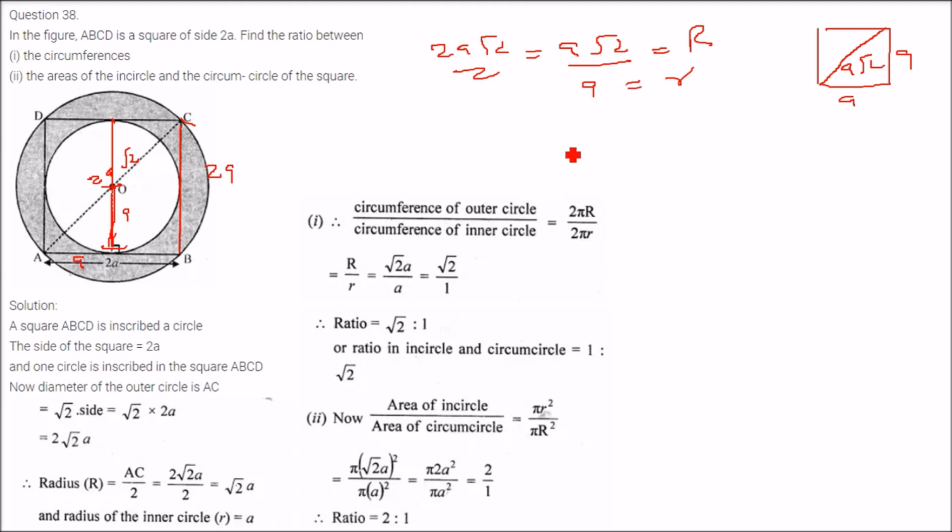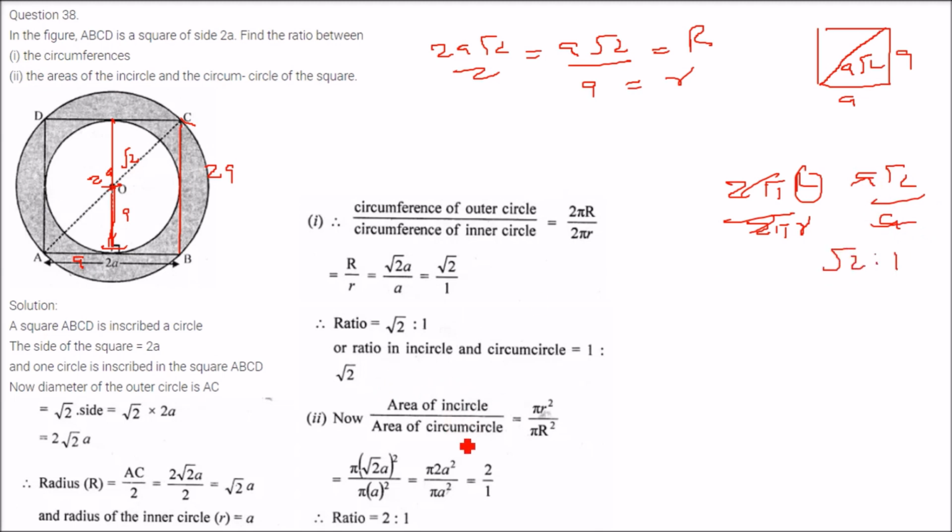Okay. So now let us find the circumference ratio. Circumference of the outer circle will be 2 pi R by 2 pi small r. Capital R, this gets cancelled. Take capital R as A root 2 and smaller r as A. So you get root 2 is to 1.